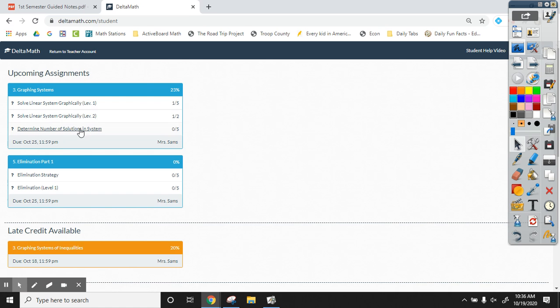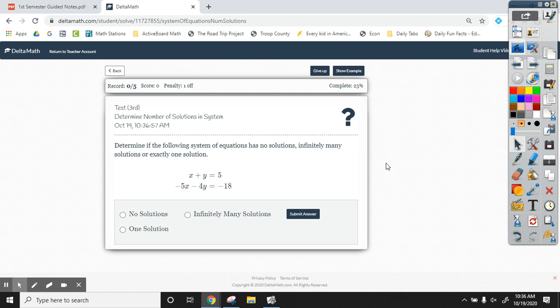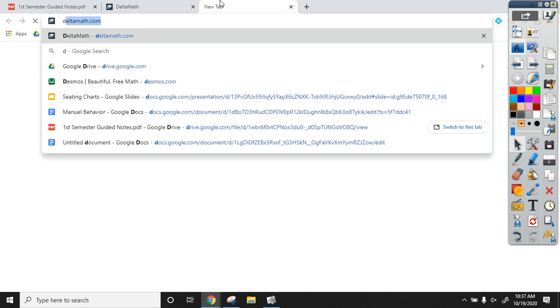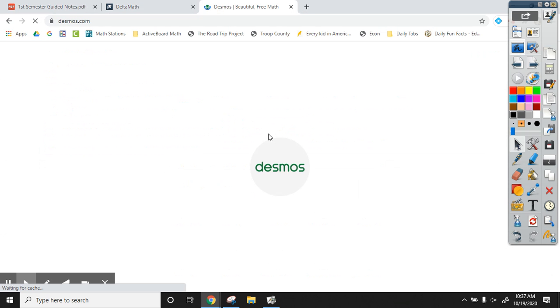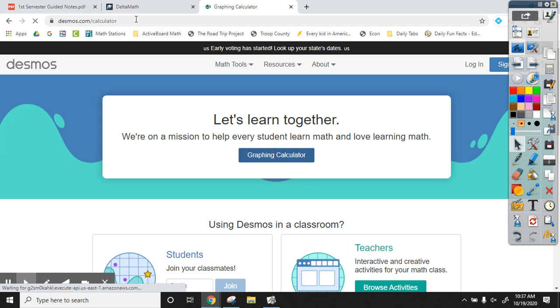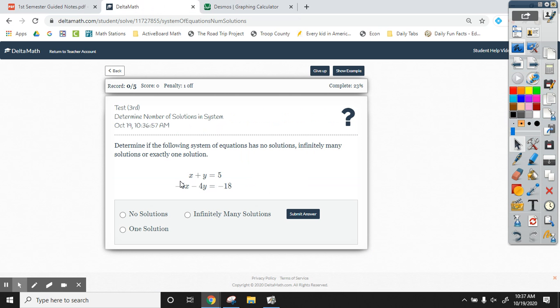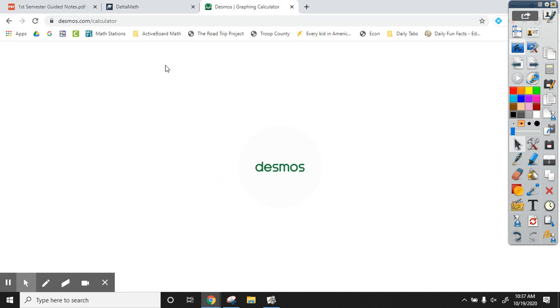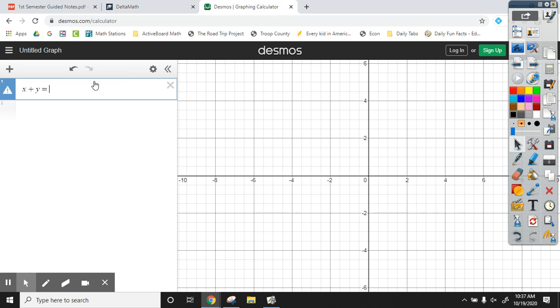And then your last section is just determining the number of solutions. This is really easy if it's in slope-intercept form. Is mine in slope-intercept form? So you know how to make it really easy? You open a new tab, go to your Desmos graphing calculator. And the really cool thing about Desmos is, for you to graph something by hand, it needs to be in slope-intercept form, right? For Desmos to graph something, it doesn't. So you can just type it in. x plus y equals 5. It graphs it for you.